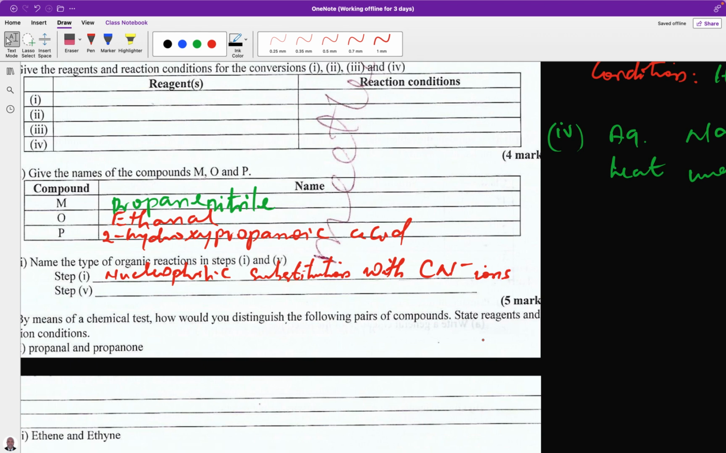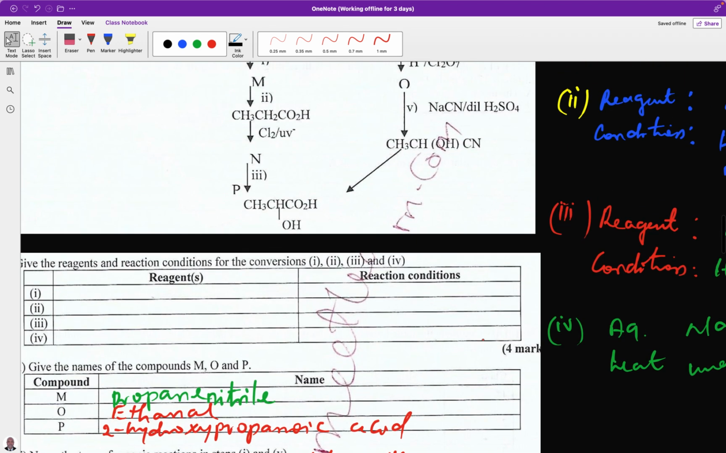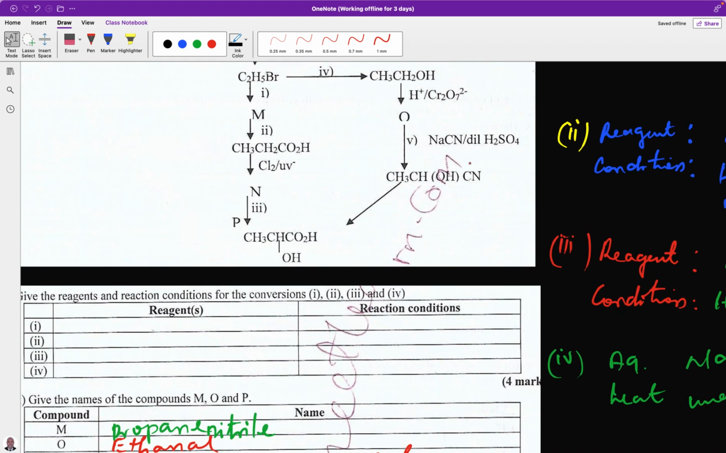Name the type of organic reaction in step 5. Here in step 5, sodium cyanide is toxic. So we must react sodium cyanide with dilute hydrochloric acid, or dilute sulfuric acid. When we react this, it reduces the toxicity, and the product from this reaction is hydrogen cyanide, because the acid will provide the proton that will join with CN- to form hydrogen cyanide.